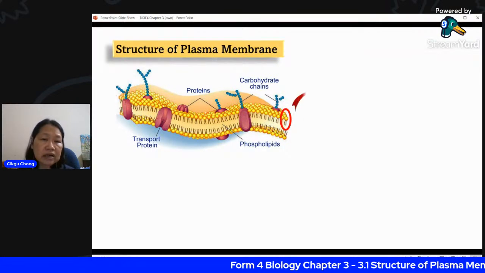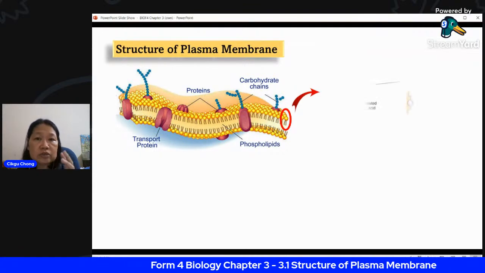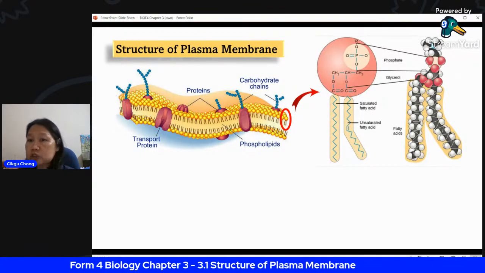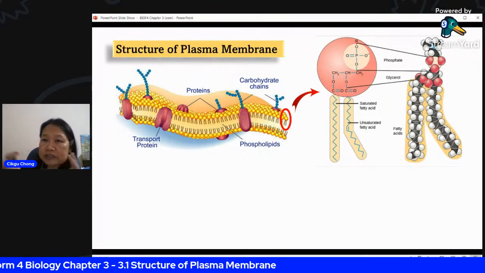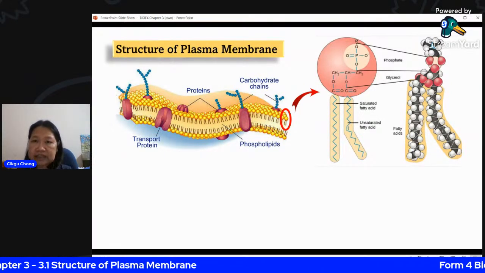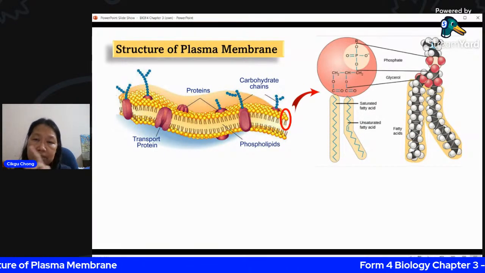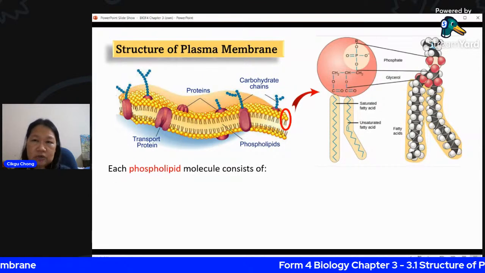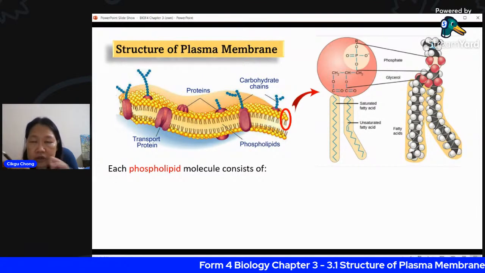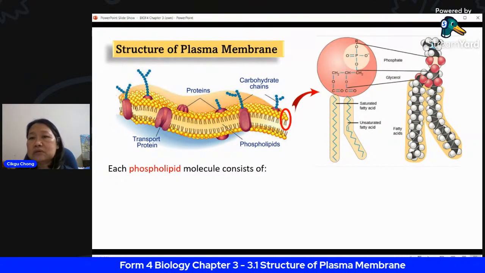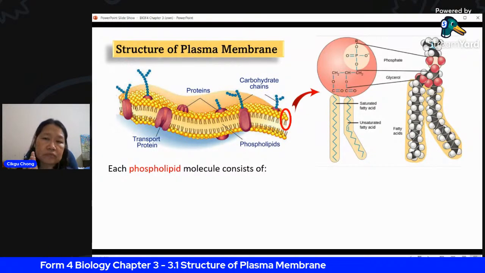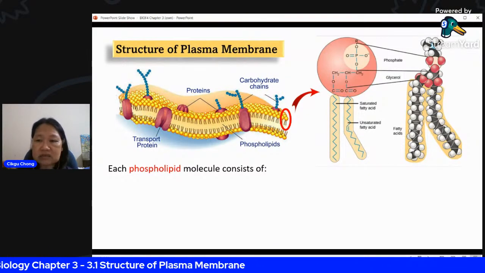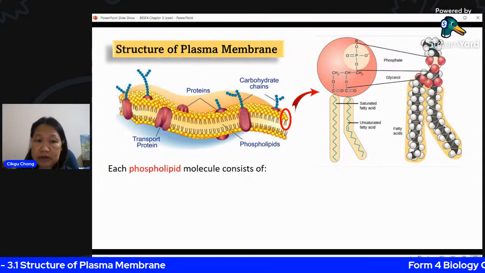So here I'm going to show you the actual makeup of your phospholipid molecule. You will see the head there. The head there is actually a phosphate group, plus a glycerol there. So you see, it's all these atoms and molecules. They are very small, so we can only sort of imagine. You can't see it, not even under the electron microscope.